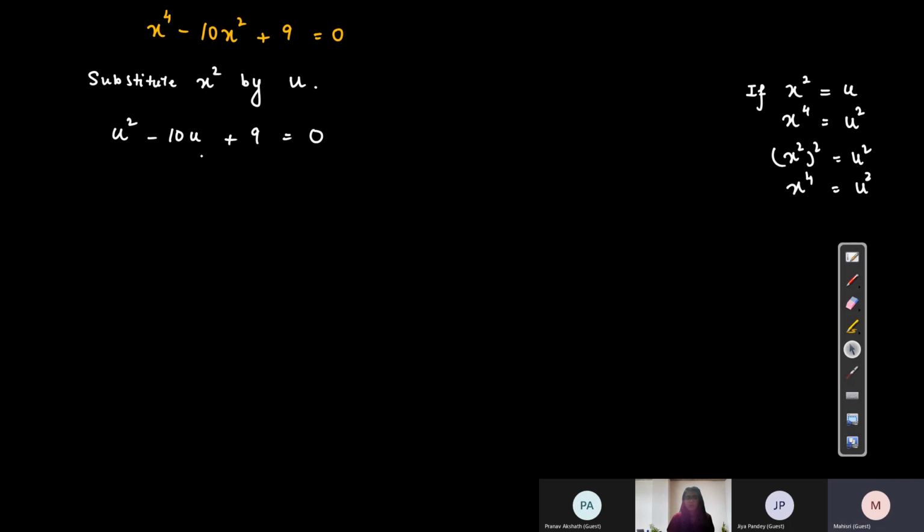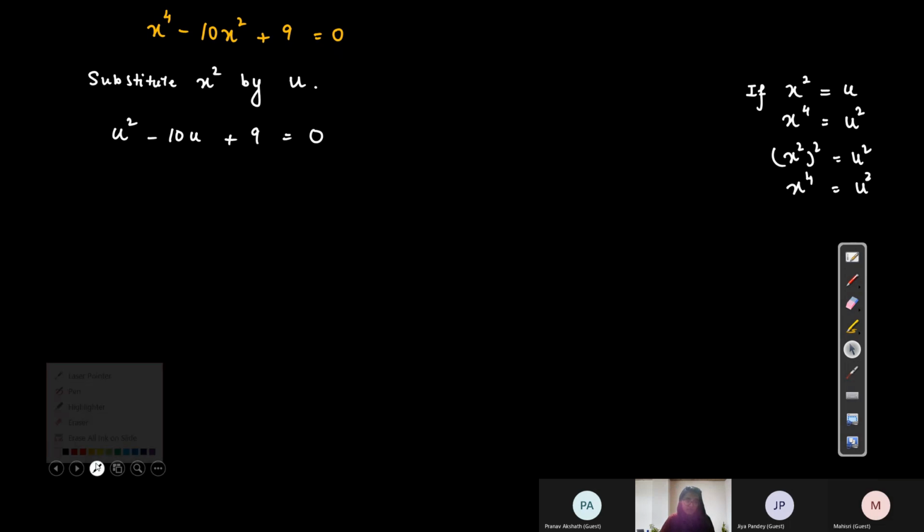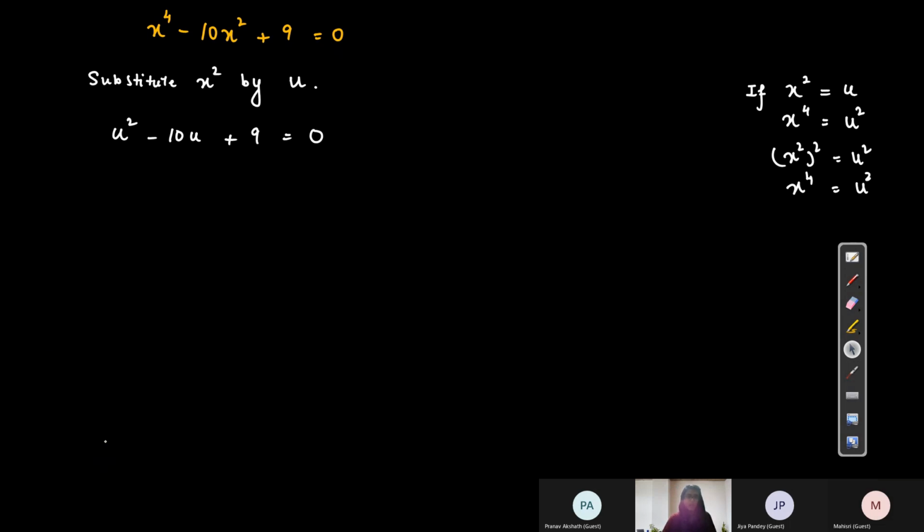Right? Now this is actually your quadratic equation. You have transformed your original equation into a quadratic equation. Now you can apply the same method, the AC method. So there is a shortcut as well. That shortcut works like this.